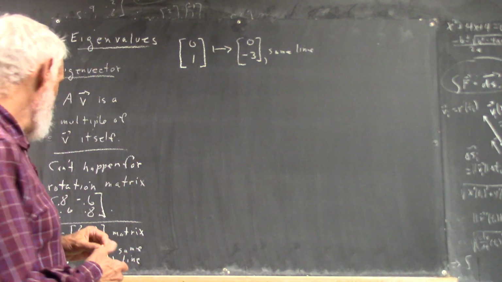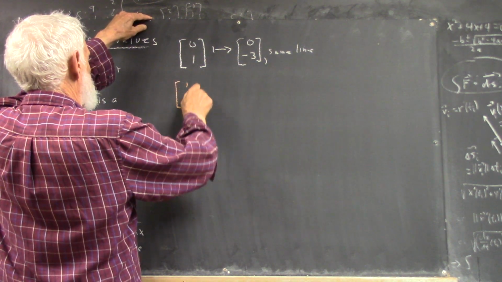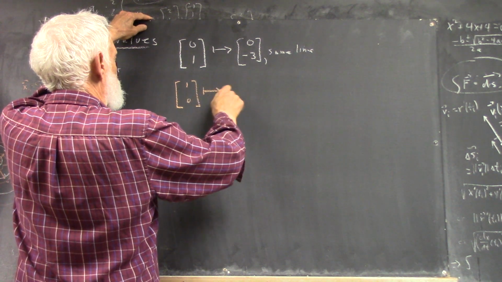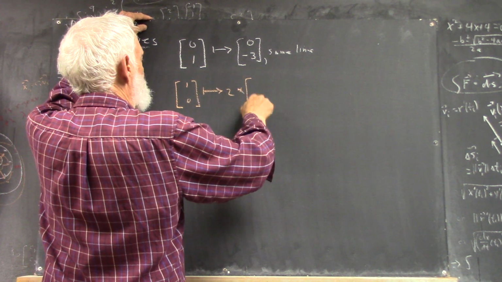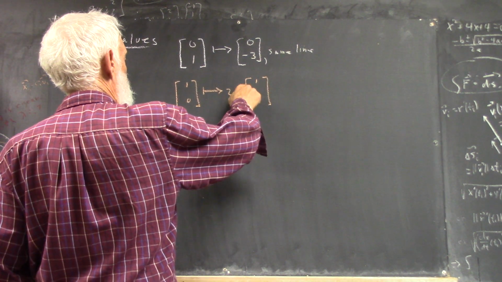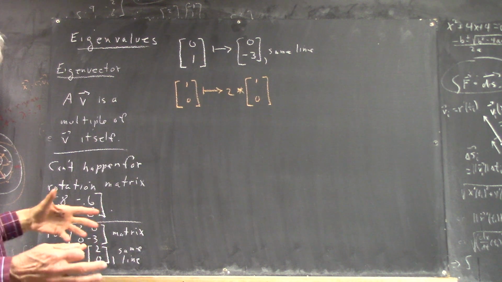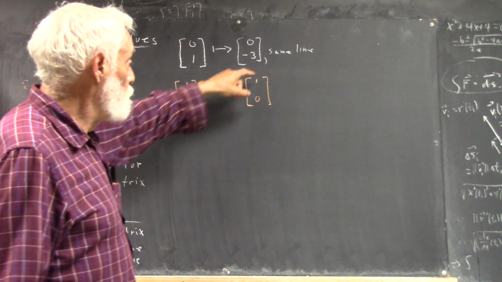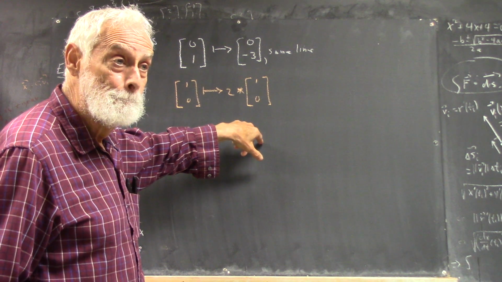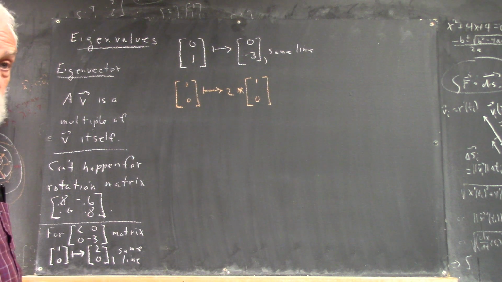I'm going to say it this way. (1, 0) transforms to 2 times (1, 0). Why would I say that? Because it doubles. Well, (1, 0) goes to (2, 0). It doubles, and that's a good way to look at it. But if you multiply 2 times (1, 0), you get (2, 0), right? Now I haven't defined multiplication by a constant, but it's intuitive and obvious.